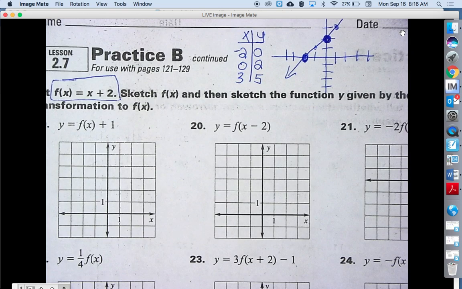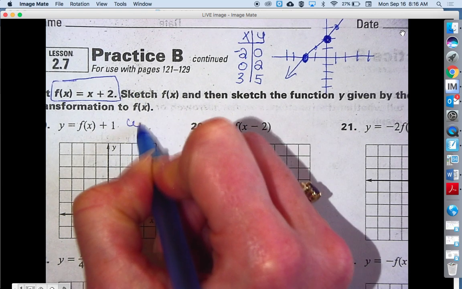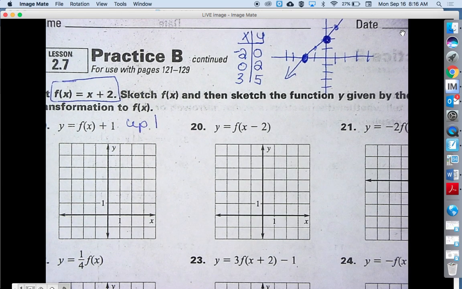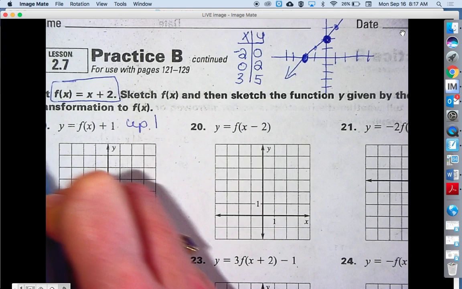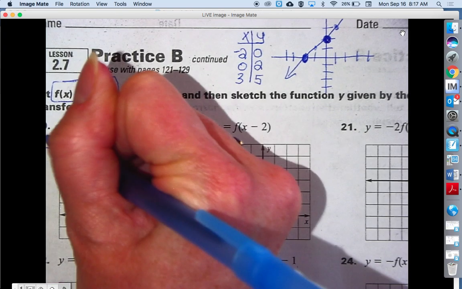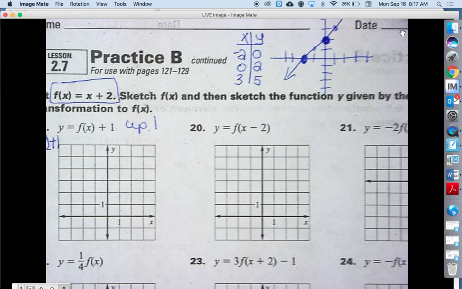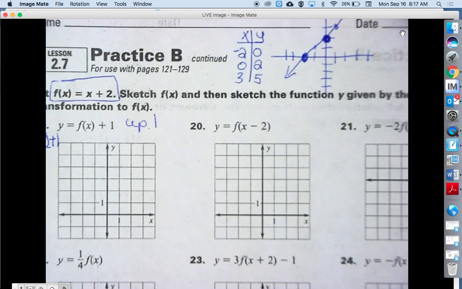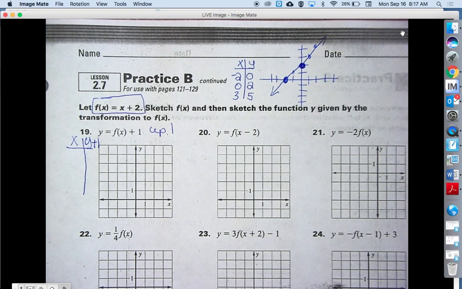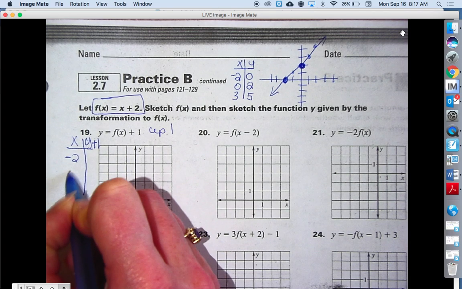So looking at number 19, it says take f of x plus 1. So think what's happening with the graph. How is it moving? Well, this graph is moving up 1 because it says my f of x, my equation, my f of x, my y, and then I have plus 1. So in your little T-chart, the x is staying the same, but you're adding 1 to y. So take your original ordered pairs and add 1 to all your y values. Nothing is happening with x.